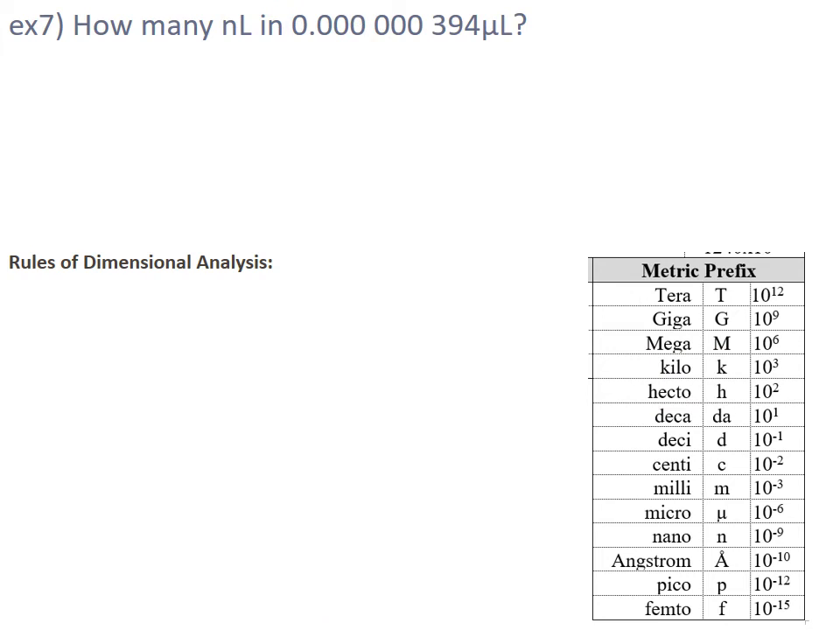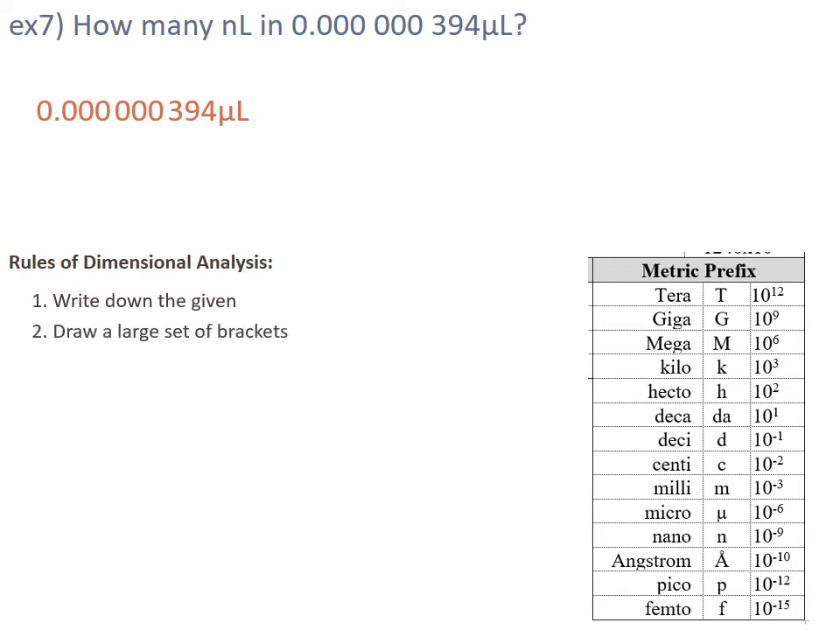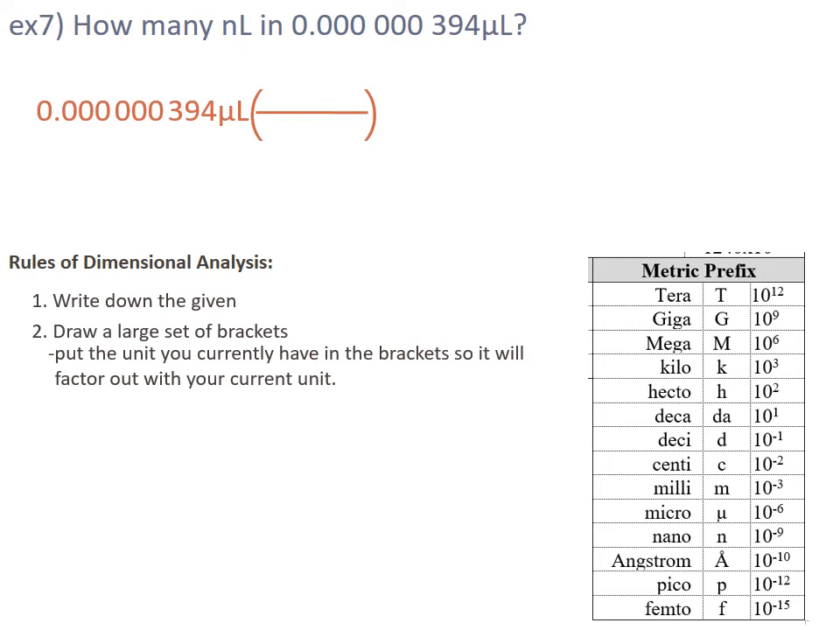Example 7. How many nanoliters in 0.000000394 microliters? I start by writing down my given and a large set of brackets again. I have microliters. I want to get rid of microliters, so I will put it on the bottom.